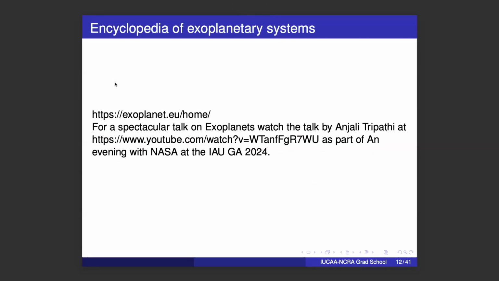Okay, what is its period? What is its radius? What is its mass? What is the host star? This, that, and all of that data is available on this website, and you can make plots of anything versus anything you want. So for example, the date of discovery, you can plot the number of planets discovered as a function of time. So all of these things can be done.